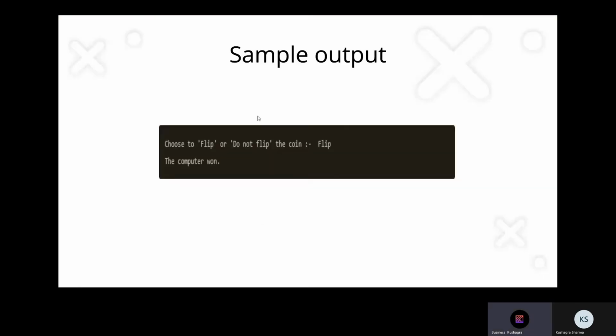So here's the sample output. We just ask the user, nothing else: choose to flip or not flip. The user chooses to flip. Irrespective of what the user does, the computer wins. And why? We will see that later.